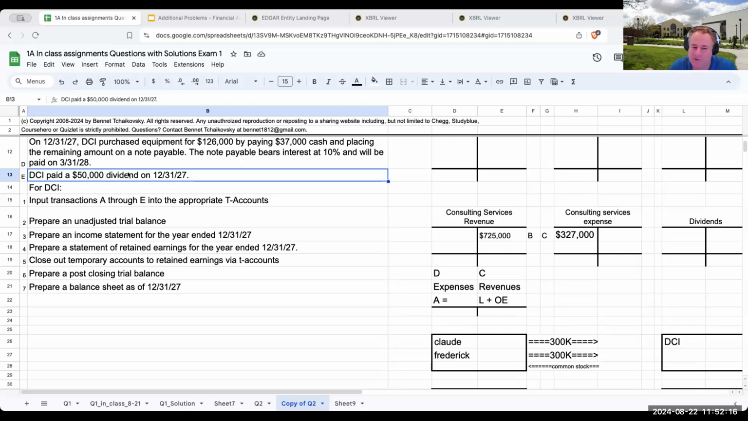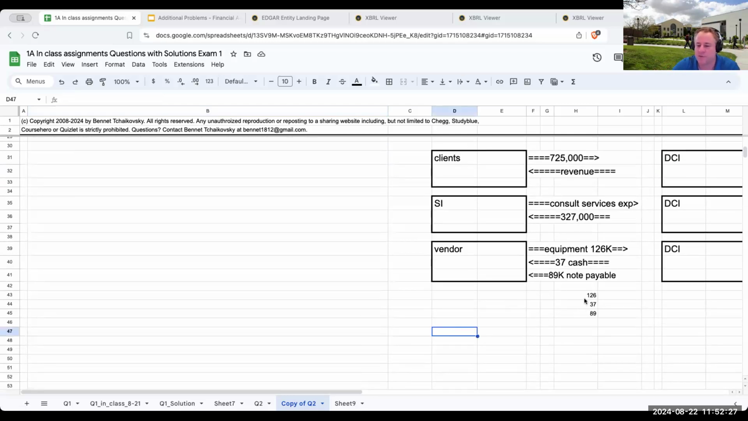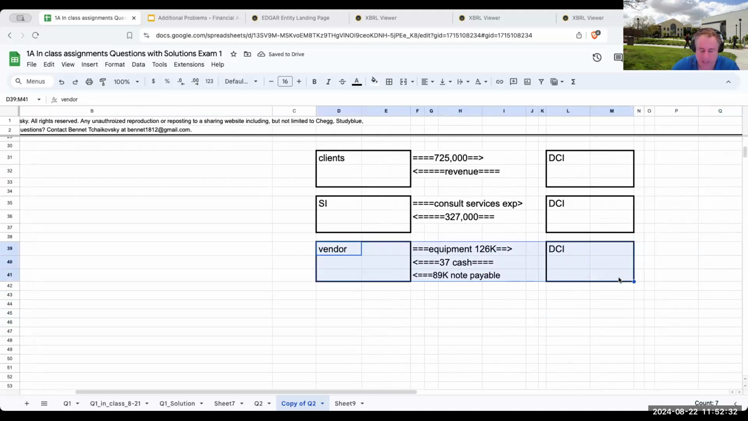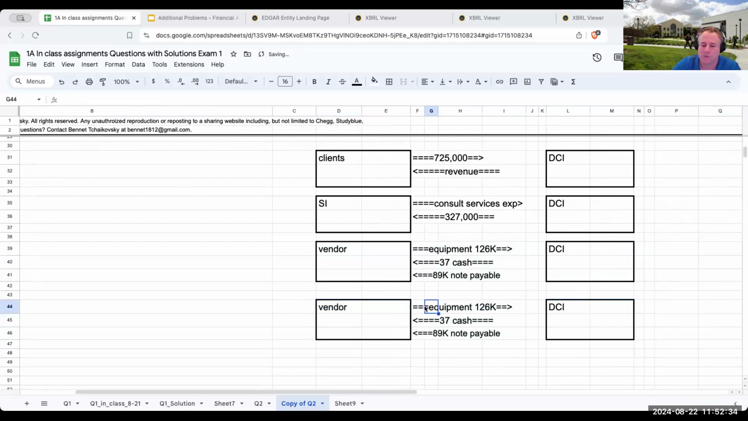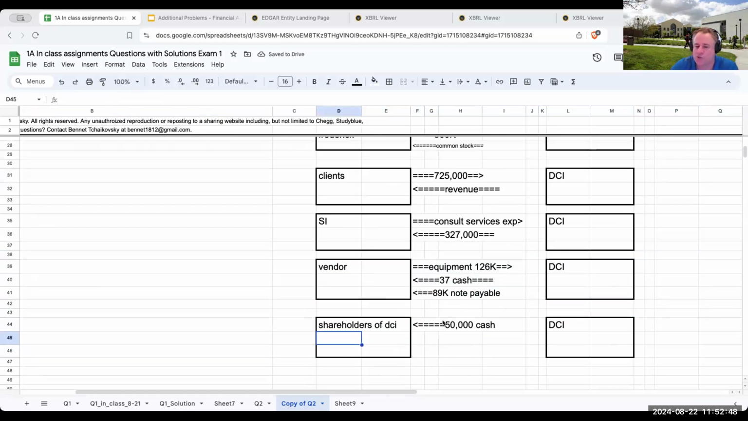So I paid a $50,000 dividend. And again, if you've had experience, we know there's a date of declaration, record, and distribution. Let's talk about that later on. So coming over here, when we're paying a dividend, let's just look at it like this. DCI is giving $50,000 cash to their shareholders.